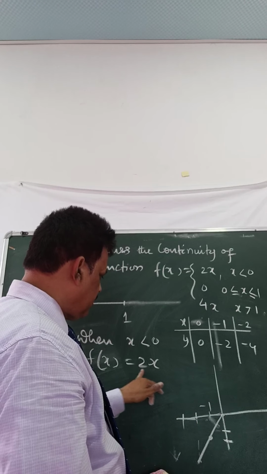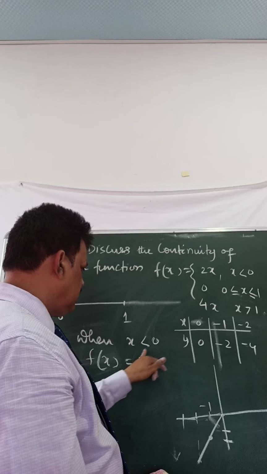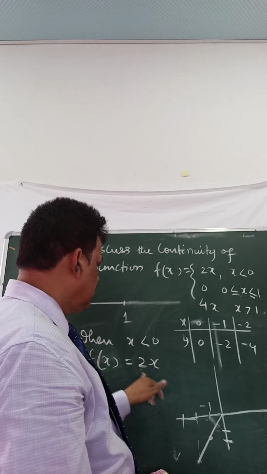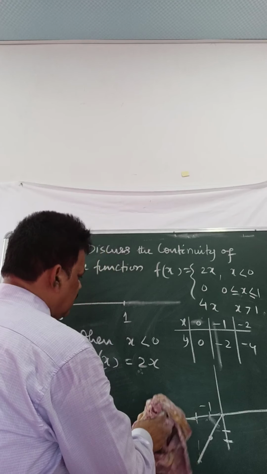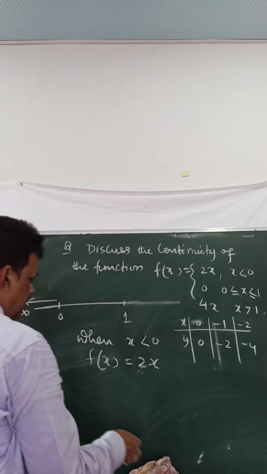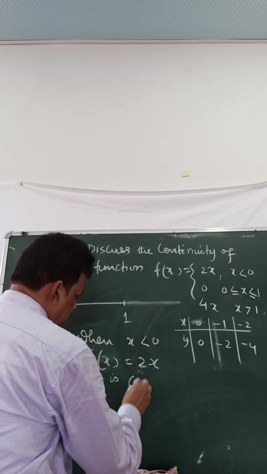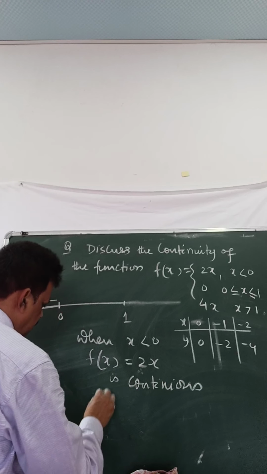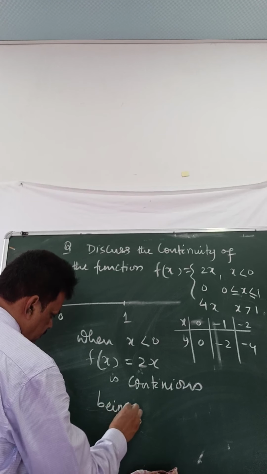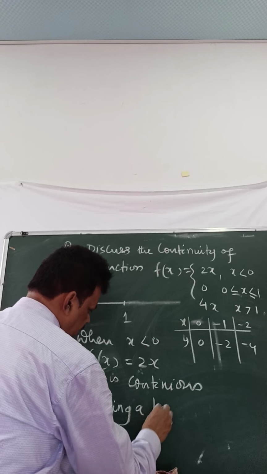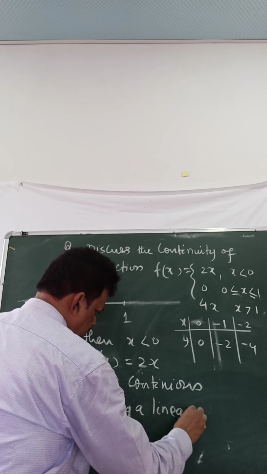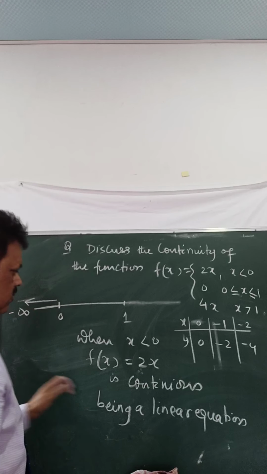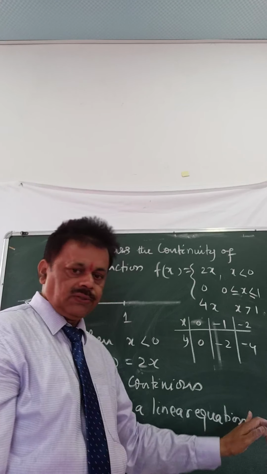So now remember, a linear equation is a continuous graph. 2x, 2x plus 1, 3x, they are linear equations, so they are continuous graphs. So you can write, f(x) is continuous, being a linear equation. All the linear equations are continuous.